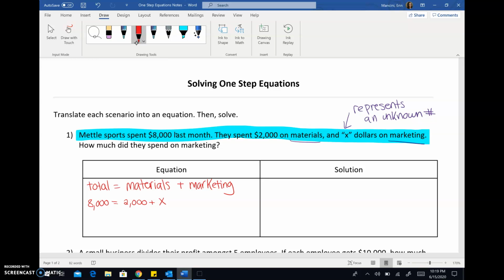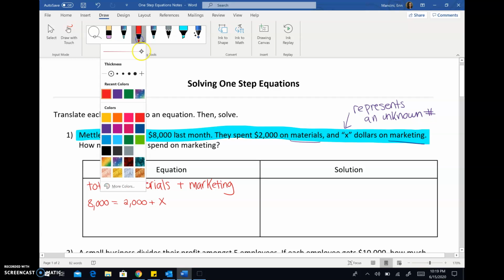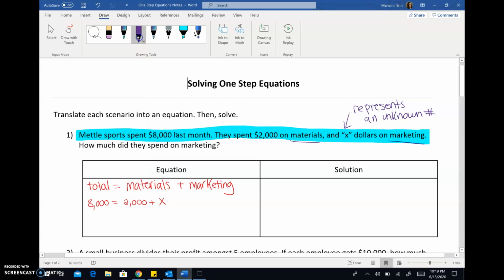Why do we have an equation? It's so we can solve for something that's unknown. So in this case, we're trying to figure out what they spent on marketing. An equation will help us do that with a step-by-step process instead of having to guess and check. Now, when it's one step, it's not actually that bad to guess and check, because you can really look at this and say, okay, 2,000 plus what amount of money will give me $8,000 total?